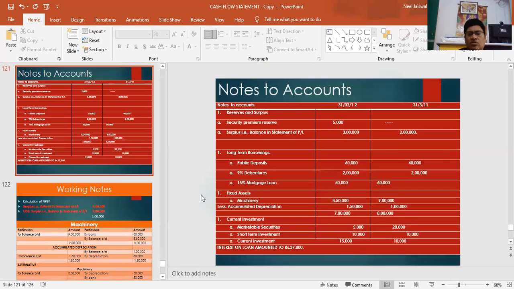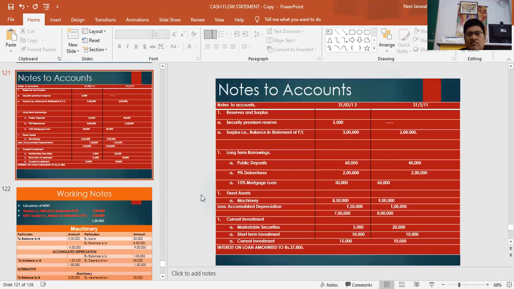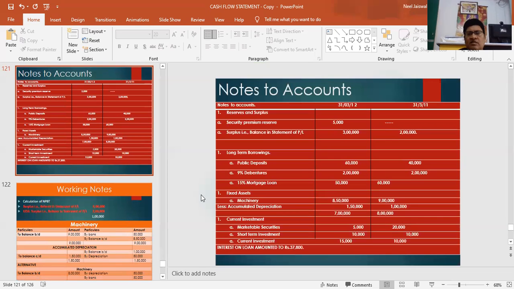Now, some notes to accounts are given. First note is under reserves and surplus. Security premium reserve is given 5,000 and surplus, that is balance in statement of P&L, 3 lakhs and 2 lakhs last year. You can easily understand 1 lakh has increased, and security premium reserve we will not take under cash flow statement. This is a financing activity item.